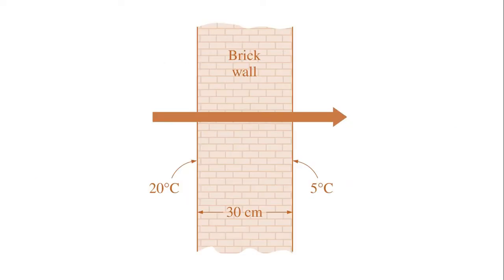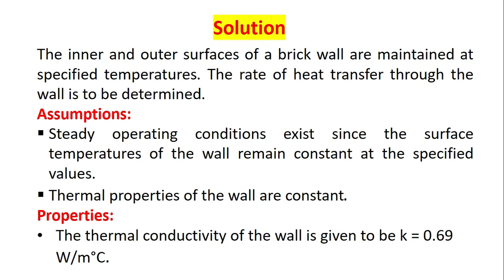Let's have a look at the dimensions of the wall. This is a brick wall, and the left side of the wall has a temperature of 20 degrees centigrade, while the right side has a temperature of 5 degrees centigrade. The thickness of the wall is approximately 30 centimeters, as mentioned in the question statement, and the overall dimensions of the wall are 5 by 6 meters. Let's have a look at the solution.